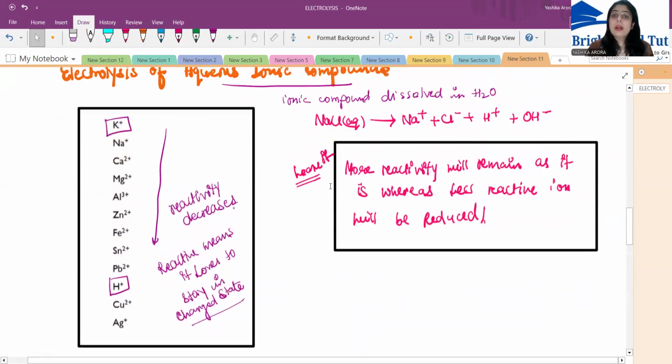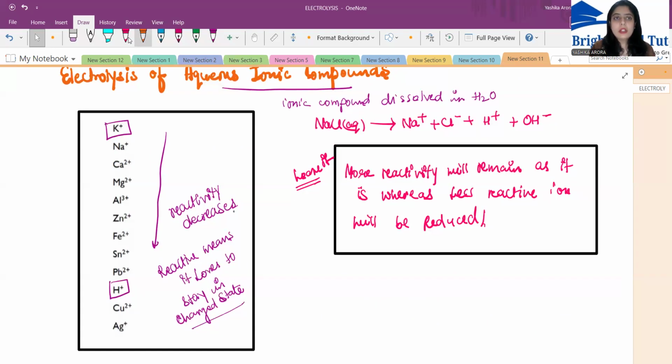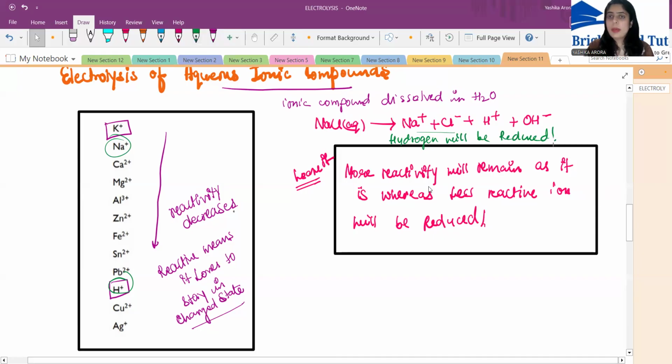Fine. Now if I talk about the competition here, sodium is here and this is hydrogen. Obviously sodium is more reactive, hence in this example hydrogen will be reduced. Correct? But now what about Cl- and OH-?